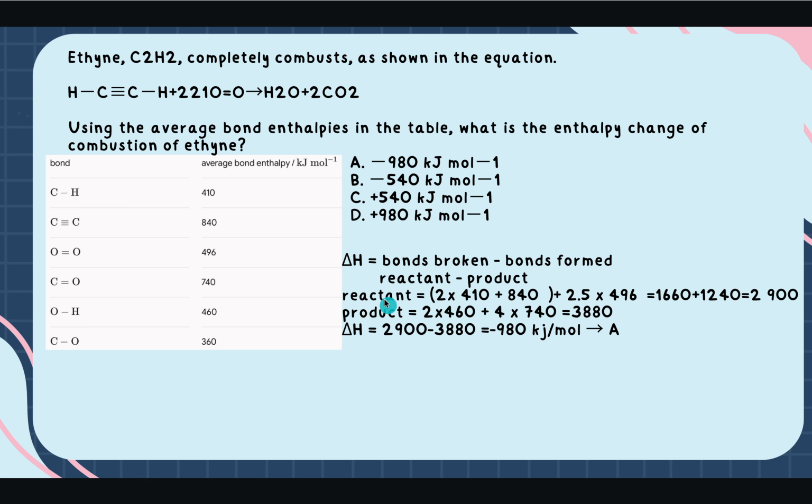The reactant side is 2 times 410 plus 840 plus 2.5 times 496, which equals 2,900. The product side is 2 times 460 plus 4 times 740, which is 3,880. So we subtract 3,880 from 2,900, which equals minus 980 kJ per mole, which is A.